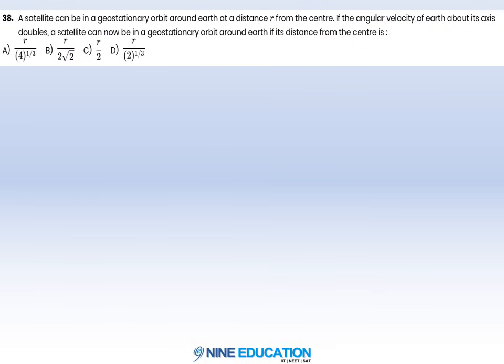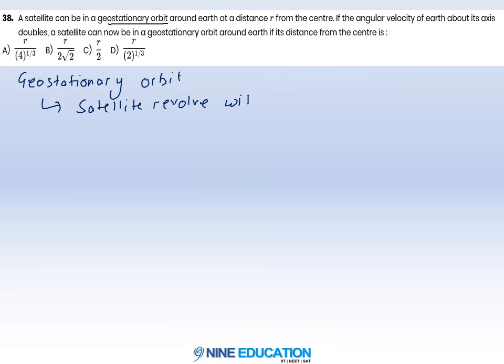Yeah. In this question, a satellite can be in geostationary orbit. Geostationary orbit: the satellite revolves with the same angular velocity.